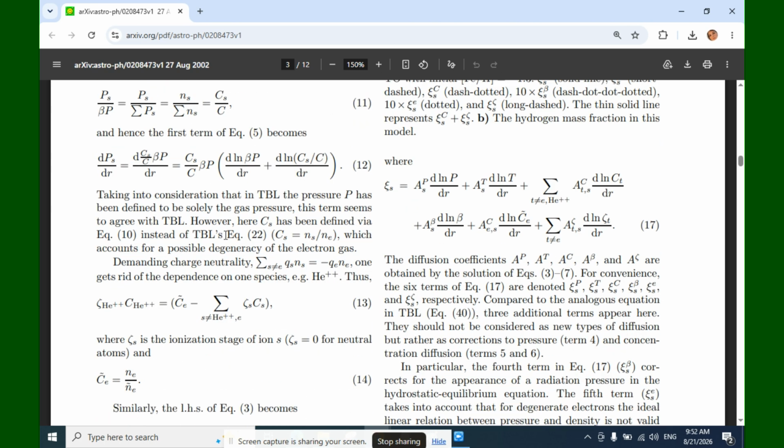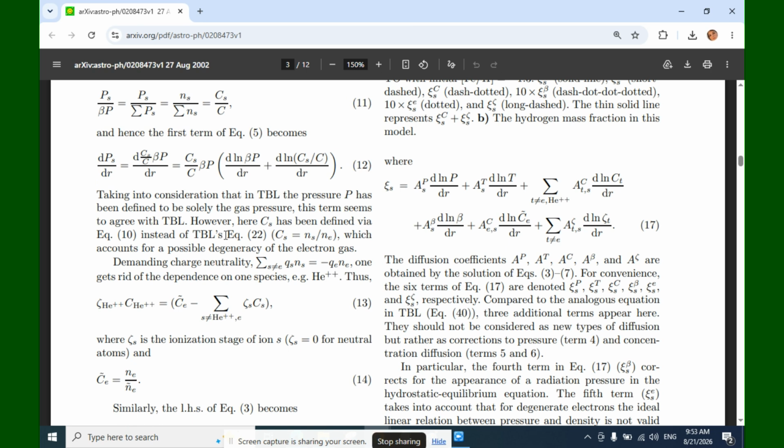Taking into consideration that in TBL the pressure P has been defined to be solely the gas pressure, this term seems to agree with TBL. However, here Cs has been defined via equation 10 instead of TBL's equation 22. Cs is equal to Ns divided by Ne, which accounts for possible degeneracy of the electron gas.